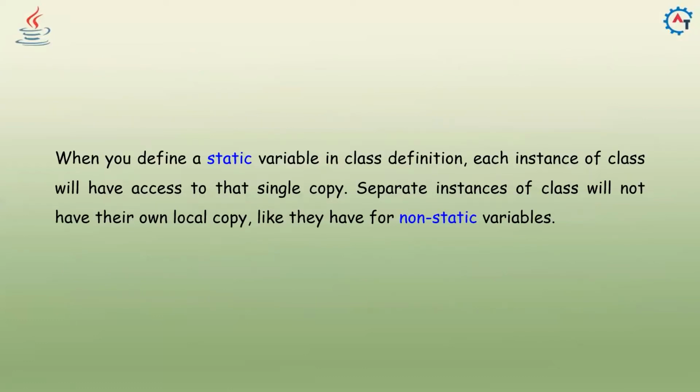When you define a static variable in a class definition, each instance of the class will have access to that single copy. So however many objects you create, every object will access only a single copy of this one. It will not create multiple copies for each object. Separate instances of the class will not have their own local copy like they have for non-static variables.